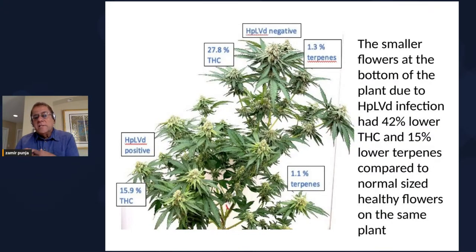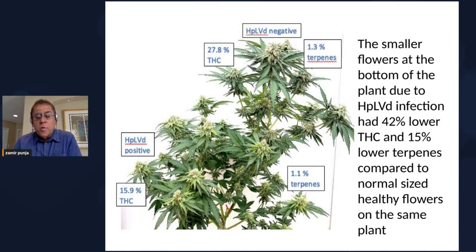Now, we've looked at THC and CBD and terpenes in these infected plants. This happens to be a plant that was infected on the bottom, as you see here with the stunted growth, and appeared healthy up at the top. And we confirmed that using the DNA testing. This was hop latent negative, and this was hop latent positive.